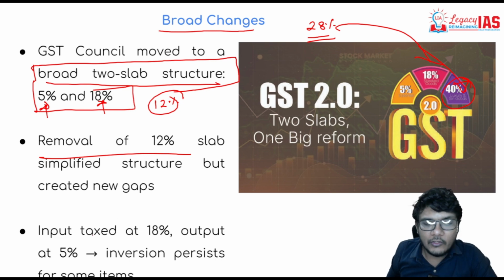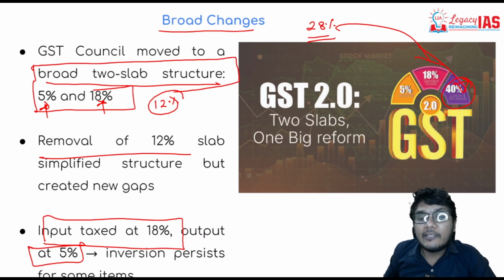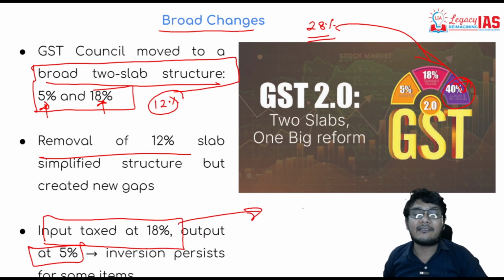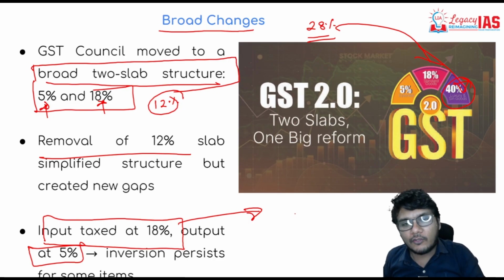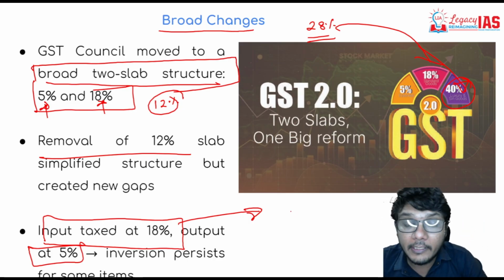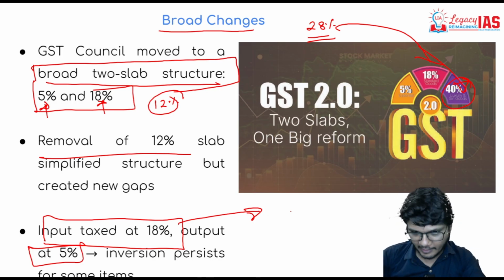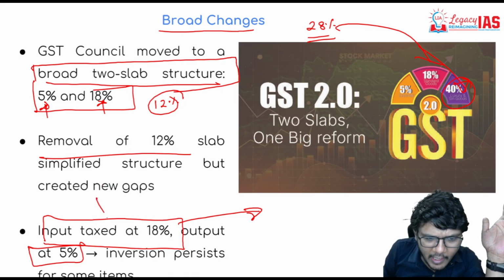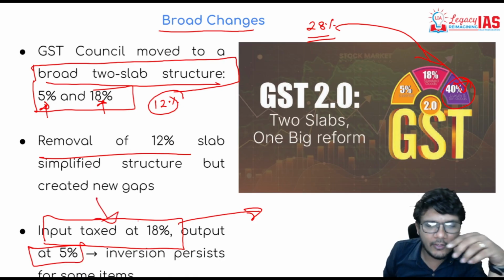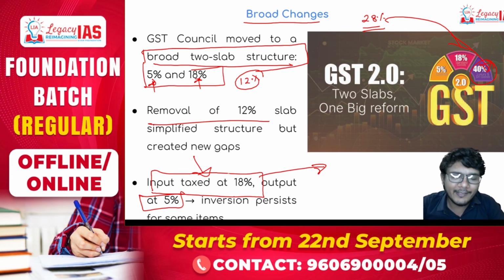In addition to this, the input tax at 18% and output tax at 5% still remain in certain areas, which gives us the inverted tax structure or inverted duty structure. We are going to understand in detail what is meant by input being taxed at 18% and output at 5%, what repercussions it will have, and what exactly the inverted duty structure is.